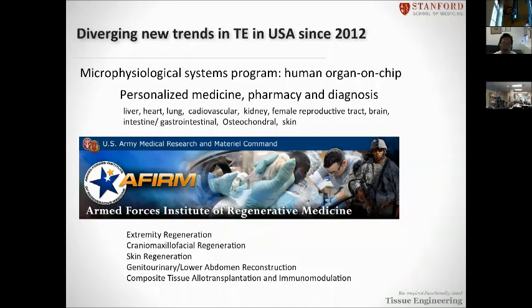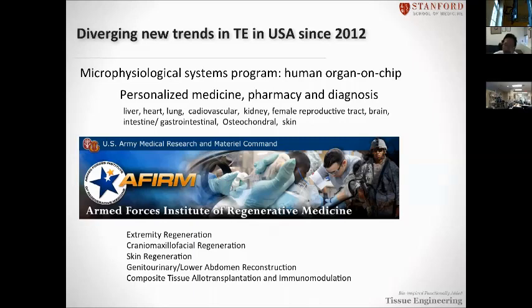The second direction is funded by the U.S. Army Medical Research and Materials Command, the Armed Forces Institute of Regenerative Medicine. Right now they have five directions. The goal is that within 5 years they can put into clinical trials the extremity regeneration, composite tissue allotransplantation, and immune modulation. So this is one of the projects I showed in the first slide.